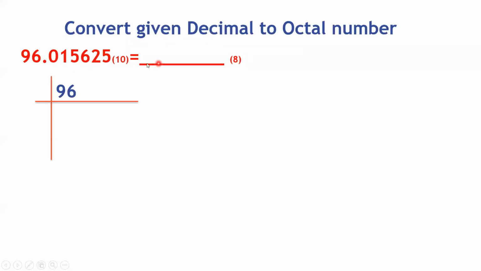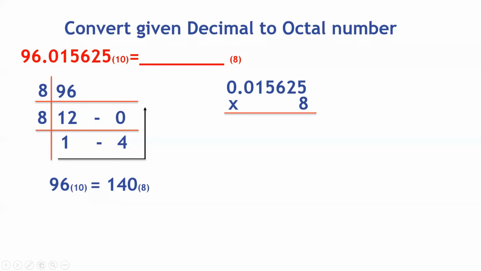96.015625. This we are supposed to convert to the octal number system. So octal is base 8, so divide the number by 8. 8 12s are 96, so it completely got divided. Remainder is 0. 8 1s are 8, remainder 4. So we can write 96 as 140 base 8.